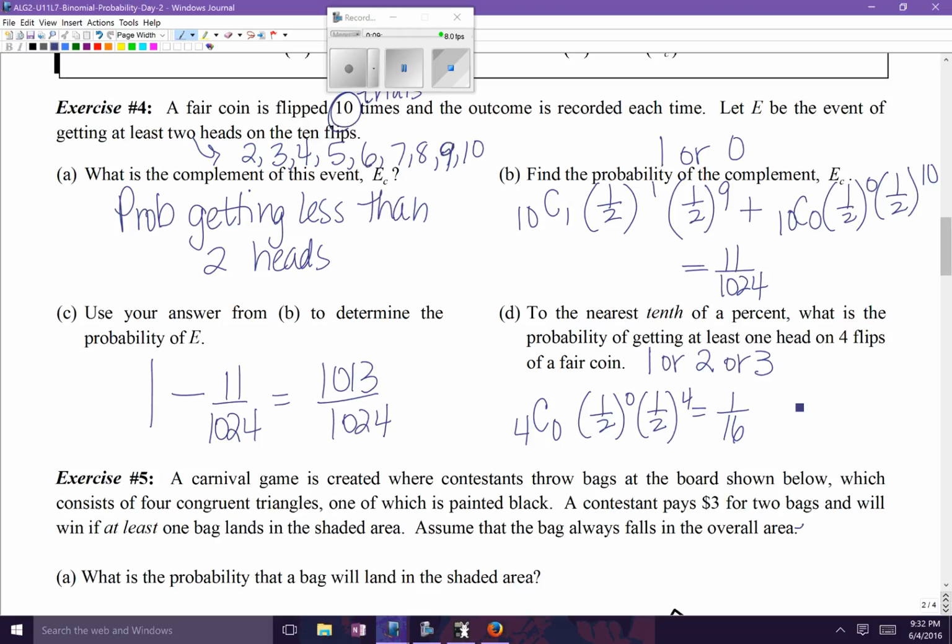And then I could take that value and do 1 minus that value, and I get 15 out of 16. So again, if you calculated the probability for being successful 1 time, 2 times, and then 3 times, and then added up all those values, you would get 15 out of 16. Or you could do it the reverse way: calculate the less probabilities and do 1 minus that value.